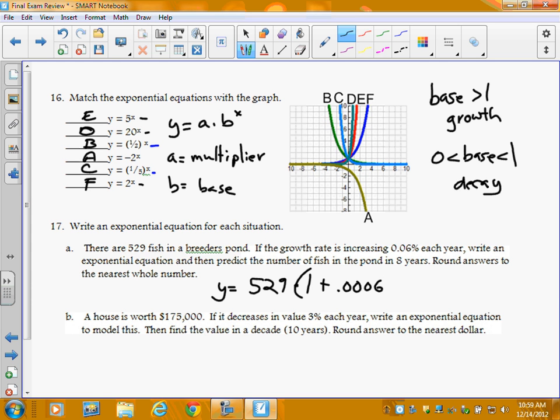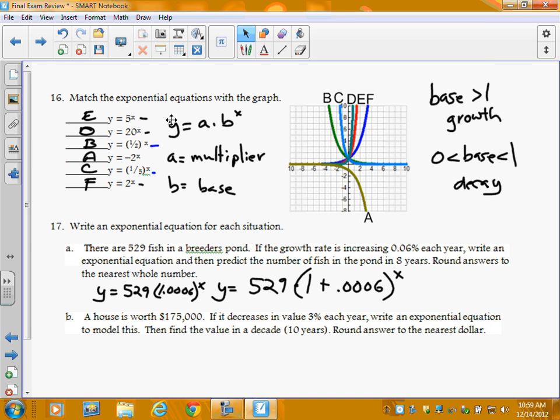And then to the T. Or as in this case, to the 8. Or the X. So the question asks that you go y equals 529 times 1.0006 to the X.